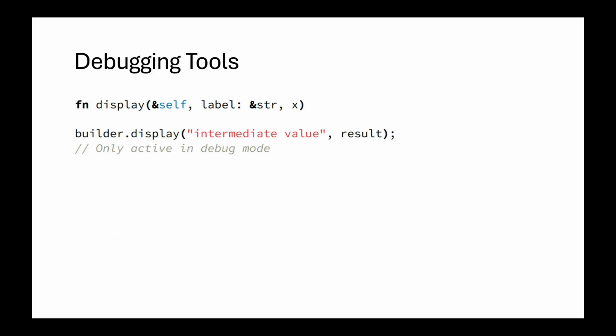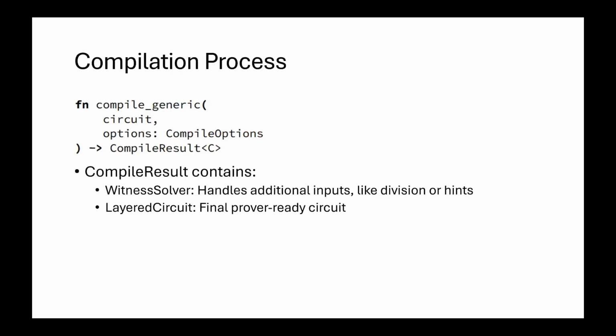And finally, we have some debugging tools. Like this display function, we can use builder display to show the value of a variable in debugging mode. Now I have gone through the APIs, and now let's check how to compile a circuit or run a circuit and how to debug it.